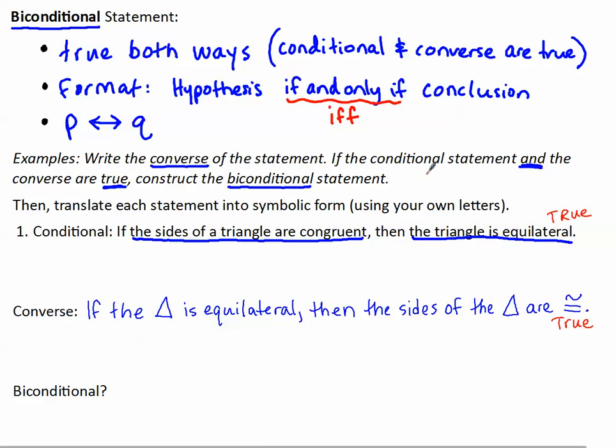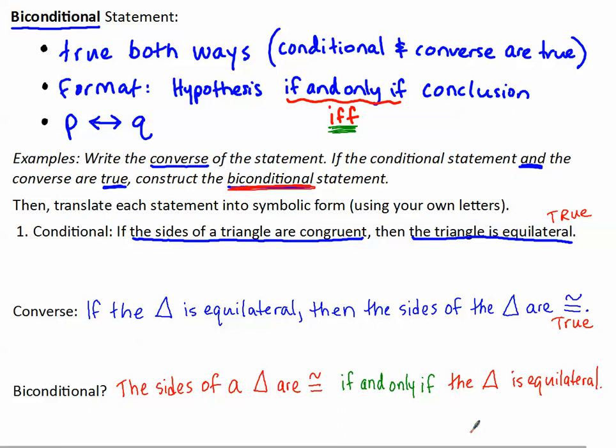If the conditional statement and the converse are true, we can construct the biconditional statement. So now we're going to do that. Remember, we take off the if and the then, and we connect the hypothesis to the conclusion with the words if and only if. So we begin: the sides of a triangle are congruent, and then we put those words, if and only if, or feel free to use the abbreviation IFF, the triangle is equilateral. Not using then, not using if, because that implies it only goes one way.